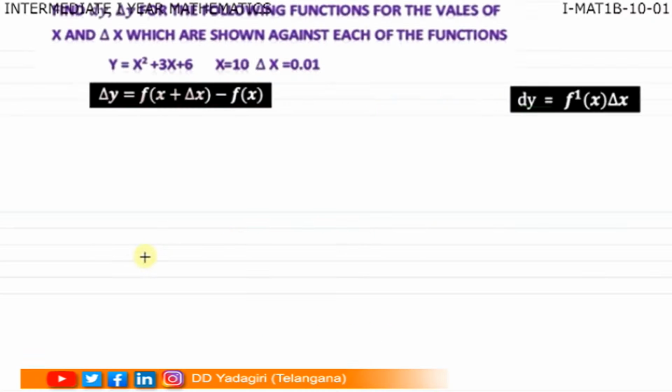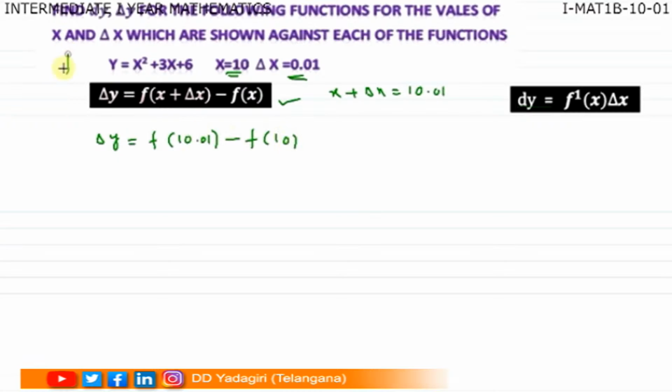Now this is the first problem. Find dy and delta y for the following function, where x and delta x are given here. So we know the formula delta y is equal to f of x plus delta x minus f of x. So first calculate x plus delta x. x plus delta x is equal to 10 plus 0.01, which is 10.01. Now delta y equals f of 10.01 minus f of x, which is 10.